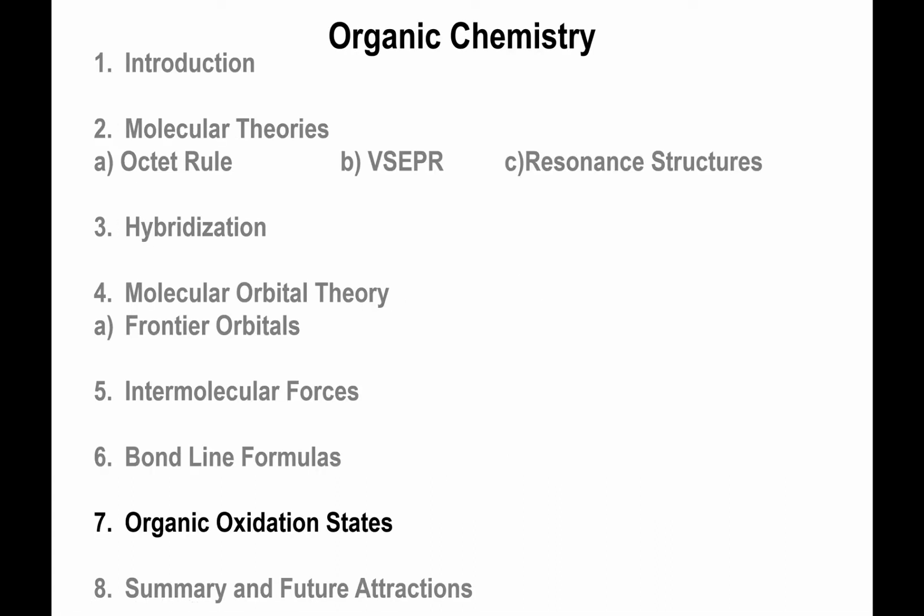Okay, so that's the idea with the bond line formula. Get used to that. We're going to be utilizing the bond line formulas throughout the rest of the semester. And for that matter, in the next section, the second part of organic chemistry.